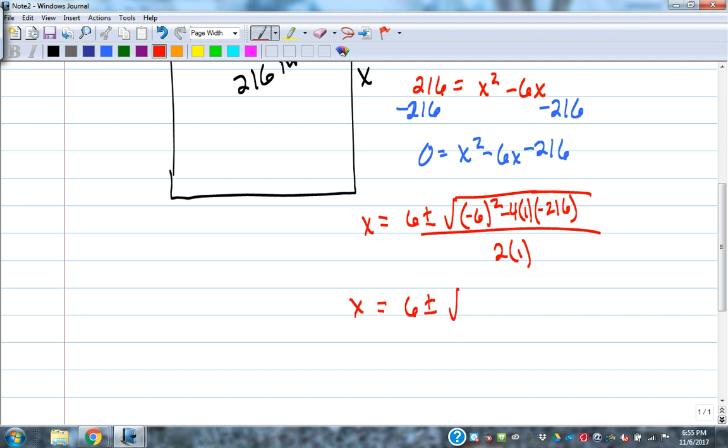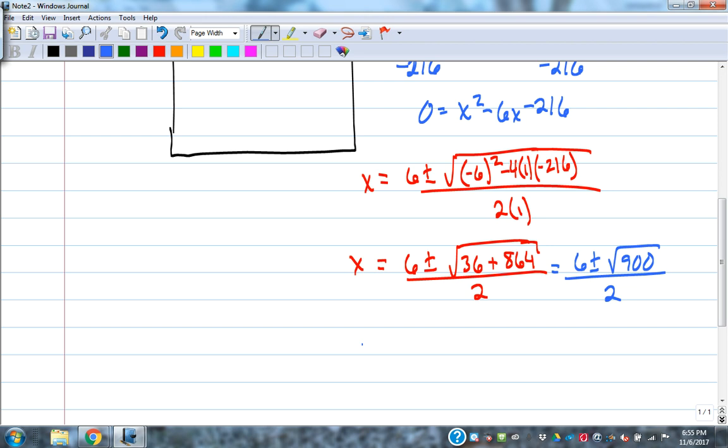6 plus or minus the square root of 36 plus 4 times 216. 4 times 200 is 800, and 4 times 16 is 64, so 864. 36 and 864 works out nice because that's 900, and 900 has a nice square root. What's the square root of 900? You may know. 30. So 6 plus or minus 30, divided by 2.